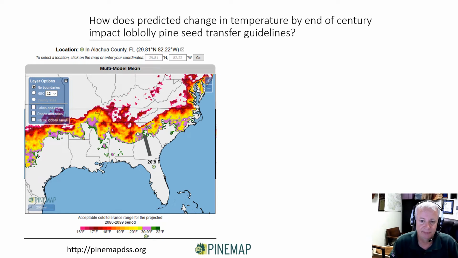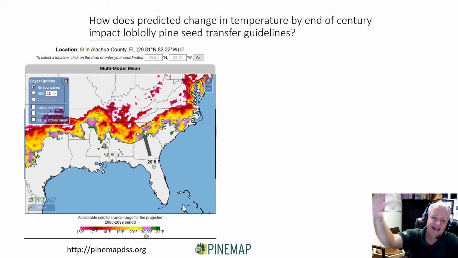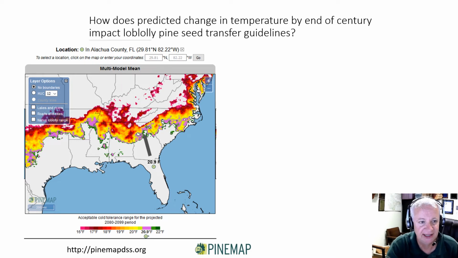So there was a project called PineMap that looked at the potential effects of climate change on managed Loblolly Pine plantations. And one of the tools that they came out with basically said, at the end of the century or at some point in the future, given what the climate models say the climate is going to be like, how does that modify the seed transfer guidelines for Loblolly Pine?